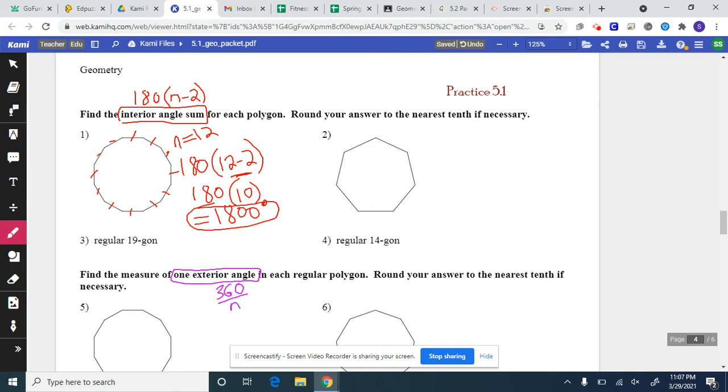So 2, 3, and 4 are the same exact process. For 3 and 4, you don't have to count the sides because it just tells you how many sides already. So for number 3, you just put 19 where the n is. So it's even easier.